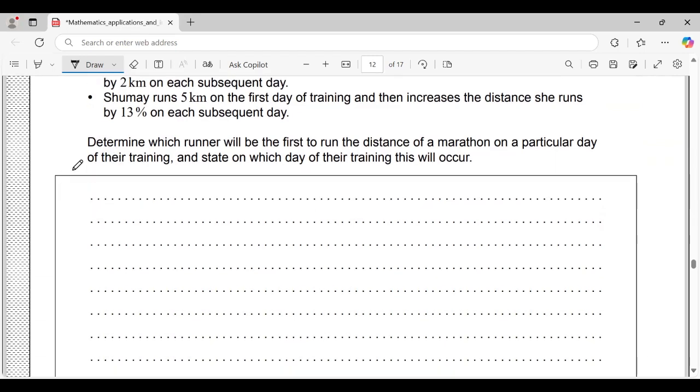First, I'm going to find Fe's day, when Fe runs 42.195 kilometers.